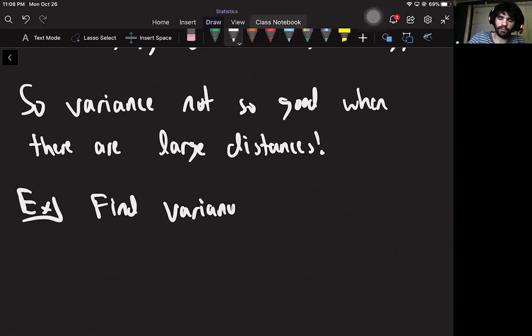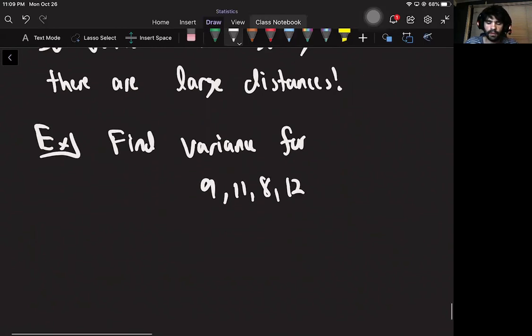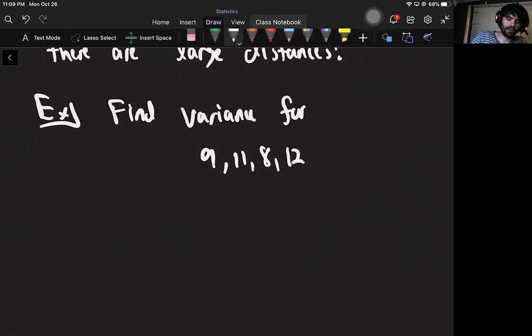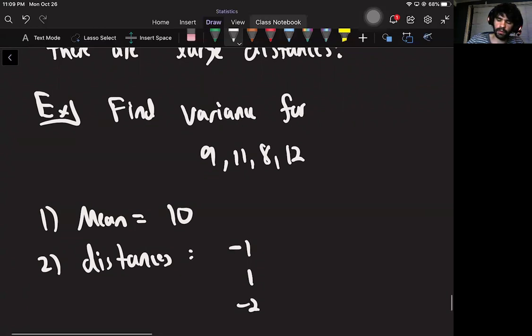So let's find the variance for this other set that we already know is supposedly less spread out because we found a very small absolute mean deviation. So we'll see here that the variance much more closely matches the absolute mean deviation. Okay, so the mean is still 10. The distances, just like before, do the same thing. So you're going to get -1, 1, -2, and 2.